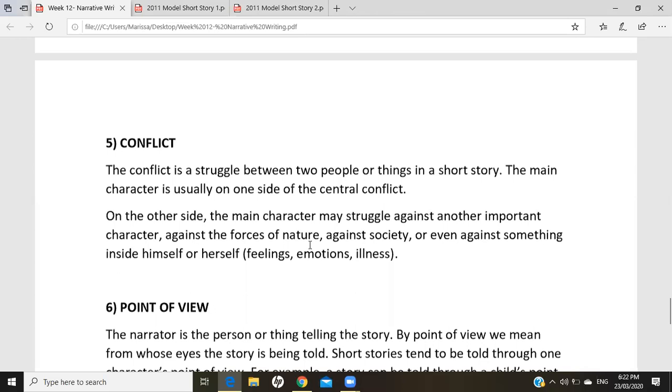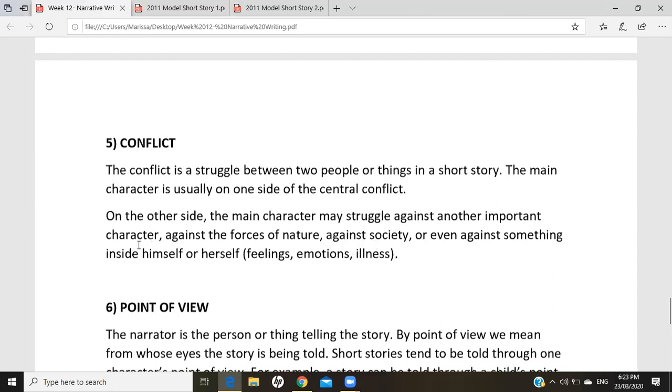It could be against the forces of nature. So maybe a character is battling with a hurricane or a tornado. So some force of nature the character is battling with. Or maybe the character is battling against society. So maybe it's him versus society. Or even against something inside himself or herself. So maybe the conflict could be an internal conflict where the characters are battling with their own feelings, their emotions, or even if the character is experiencing an illness. So conflict could be a variety of things.